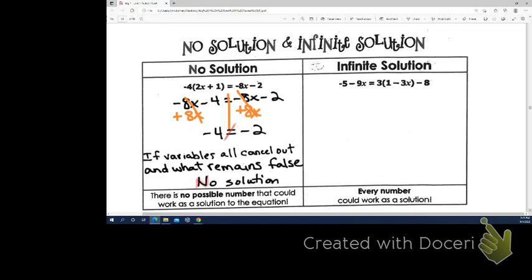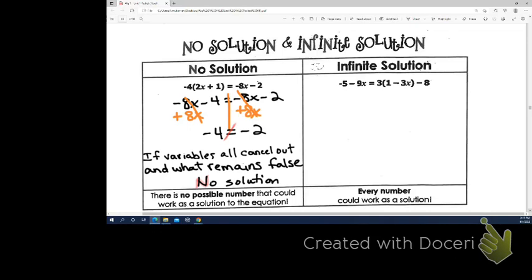And we can really start to spot that sooner in the process if I see that the coefficient of the variable on each side is the same, negative 8x, right? But the constants are different, then that means there's going to be no solution. So we can't really pinpoint that until it's simplified.